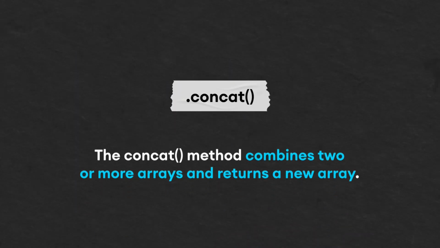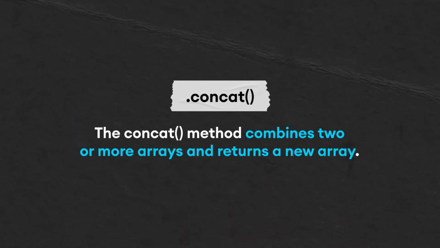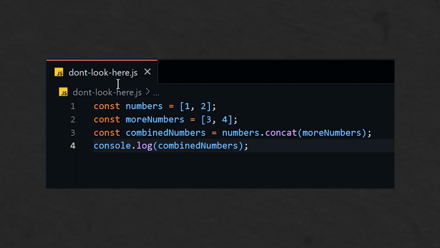Concat basically combines two or more arrays and returns a new array. In the example, we have an array with the name of numbers and the other one with the name of more numbers. In the third line, we are combining them with the concat method, and in the fourth line, it is basically returning their result.